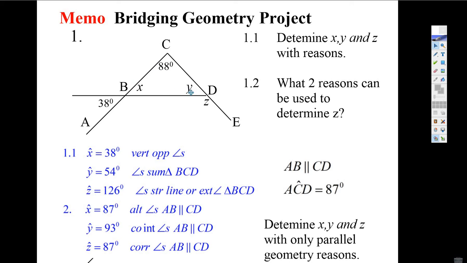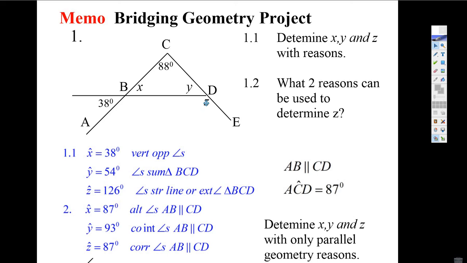B, C, and D form a triangle, and the angles in a triangle sum to 180 degrees. So if we take 38 and 88 and put it together and then subtract it from 180, we get 54 degrees. Angle sum in triangle ABC. We better name that triangle BCD, yeah.